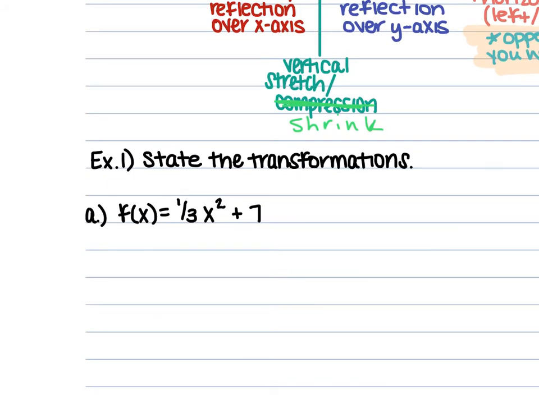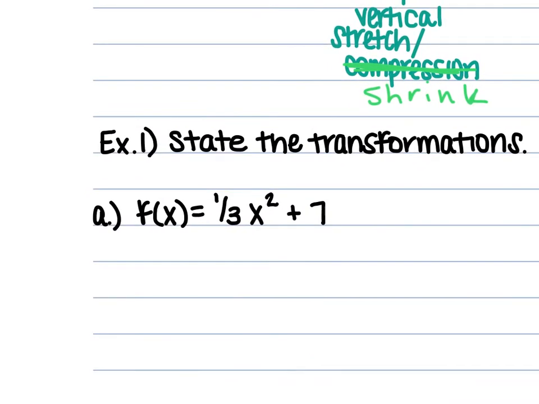So example 1, we need to state the transformation. So our first one is A. What family do you think this function belongs to? Quadratic. So we see this x squared, and it tells us that it is a quadratic graph. So we know our graph is going to be a U shape. But we have some transformations that occur to our graph.